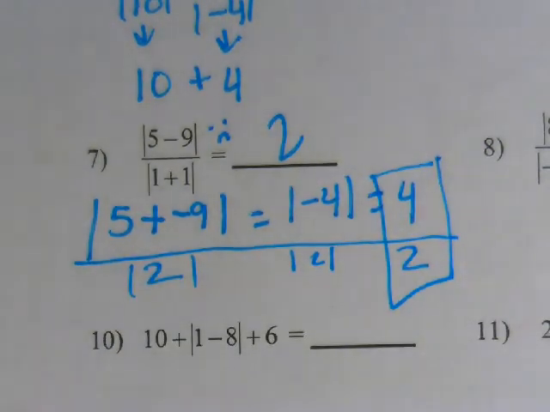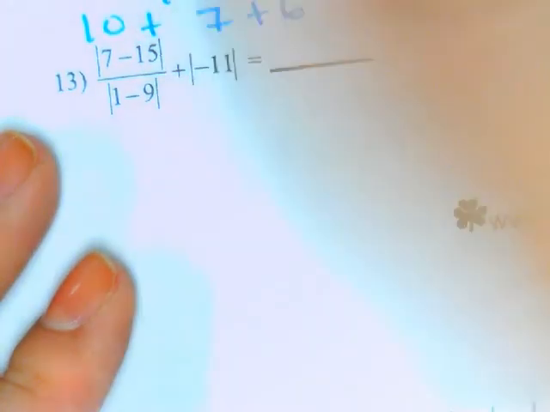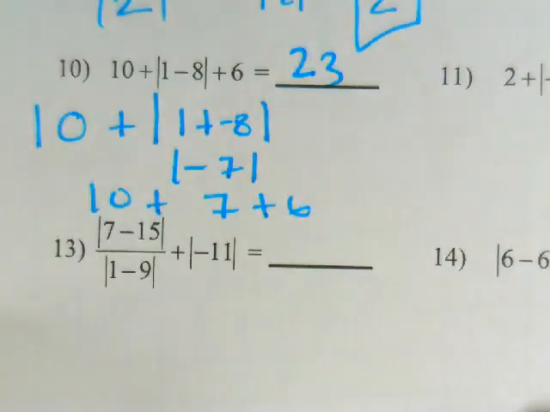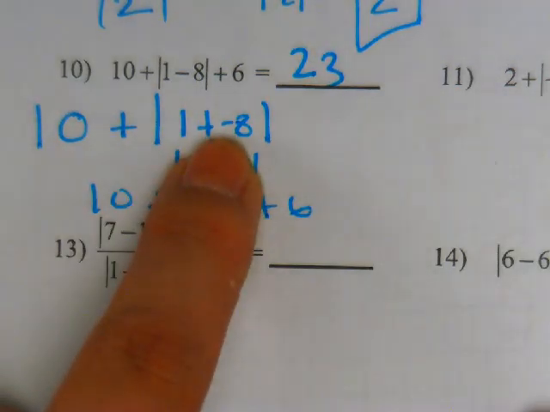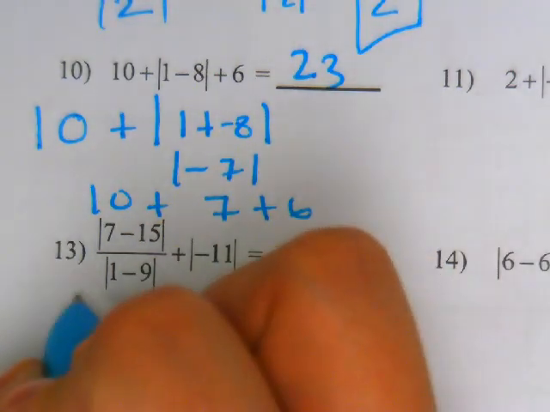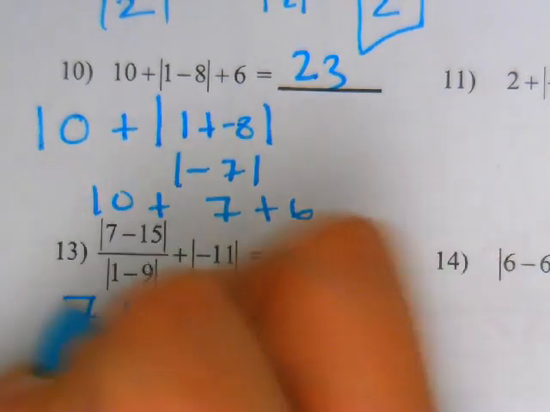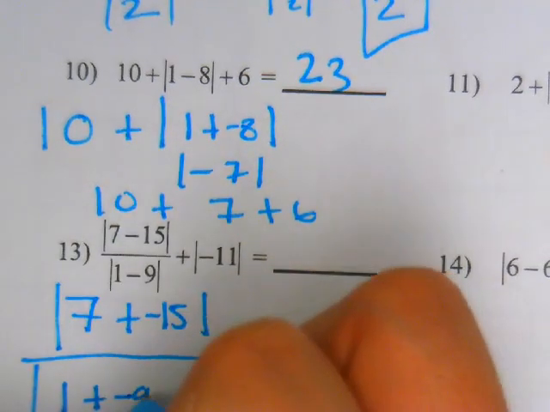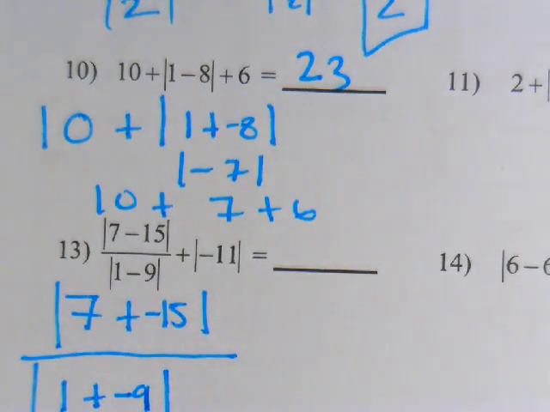All right, number 10. What do we got? 23. Yep. Do we all agree? So we get 10 plus 7 plus 6. Yeah, 23. Did you all get 7 in the middle? Right here. Rewrite it. All right, number 13. That'll be the last one for today. Make sure you draw your bars just a little bit bigger than your ones and your problems so you see them.